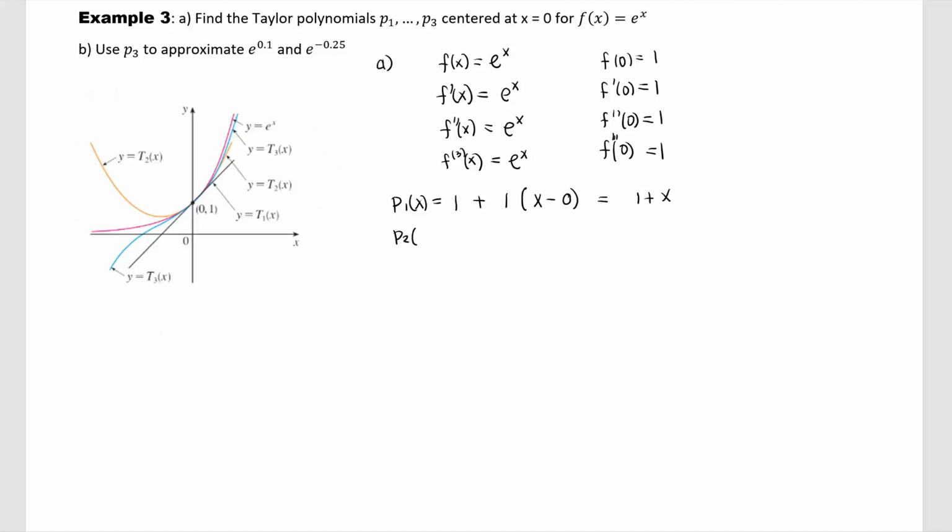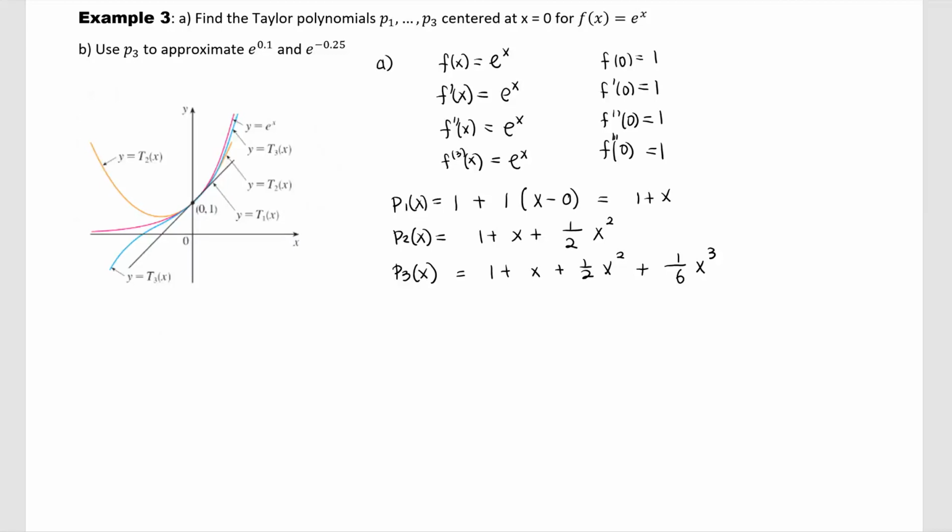And then what's P2? Well, P2 is what we had before, plus the extra term, because the derivative is also 1, over 2 factorial, which is 2, times x squared, right? And how about P3? That is what we had before, plus the extra term. Oops. What's the extra term? Because the derivative is 1, over 3 factorial. What's 3 factorial? 3 times 2 times 1, that is 6. Okay, so that is P3. So this is part A.